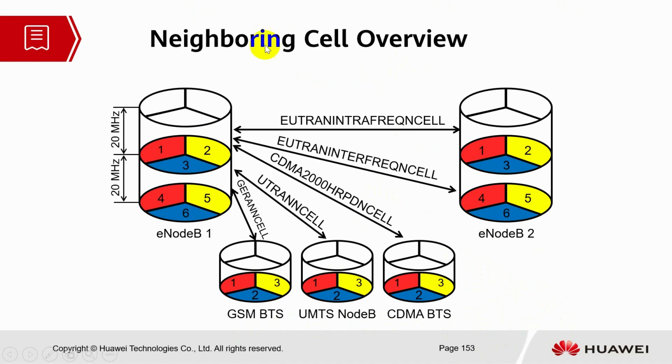This is the neighboring cell overview. We have E-UTRAN intra-frequency neighboring cell and E-UTRAN inter-frequency neighboring cell. Intra is same band, inter is different band. We have CDMA if you have that kind of product. UTRAN neighboring cell is a 3G cell, and GERAN neighboring cell is related to a 2G cell. So an eNodeB can be neighbor to a 2G base station, a 3G base station, CDMA, and another eNodeB. These are the related commands.